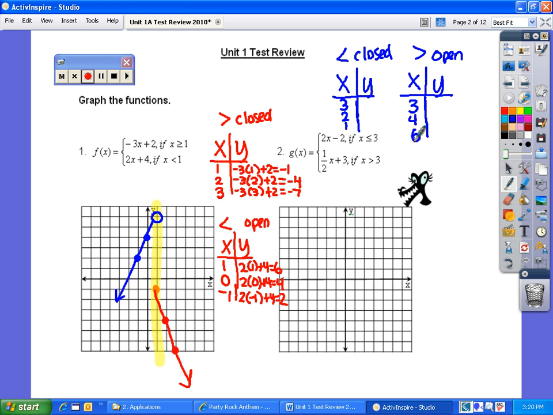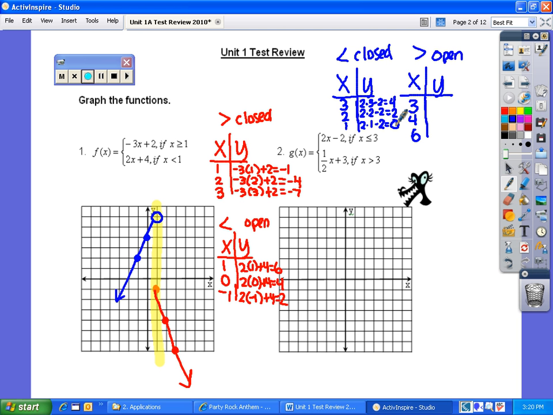Okay, so plug in 3, and you get 2 times 3 minus 2, which is 4. And I know this is kind of hard to see. Then we have 2 times 2 minus 2, which gives you 2. And then the last one would be 2 times 1 minus 2, which is 0. So those are your 3 points there.